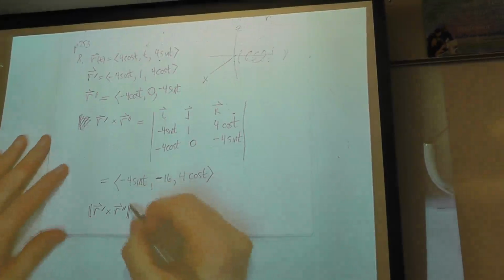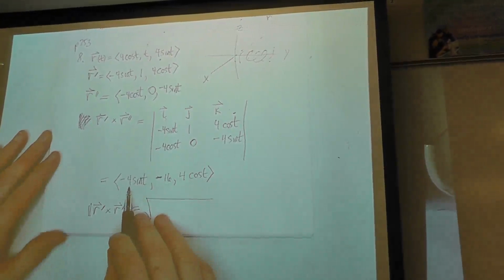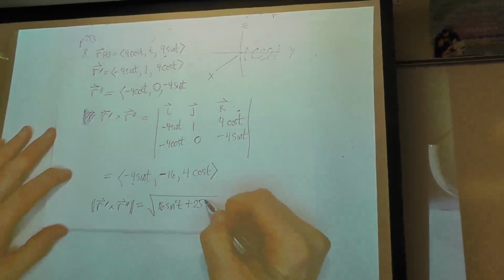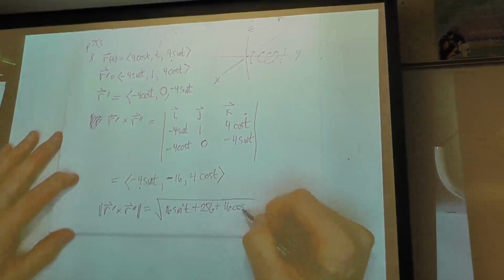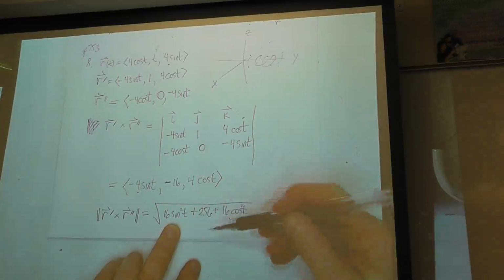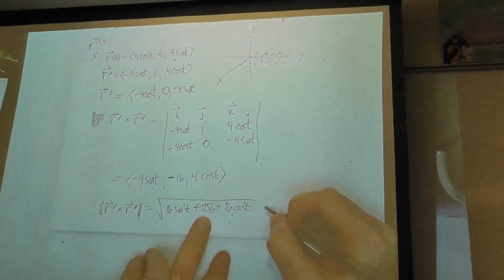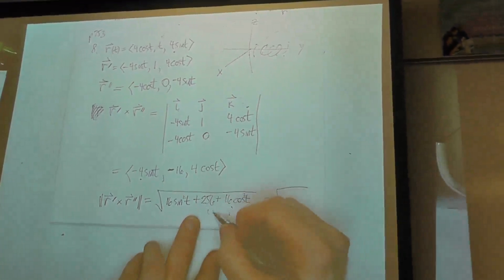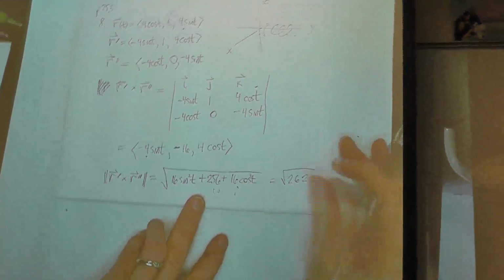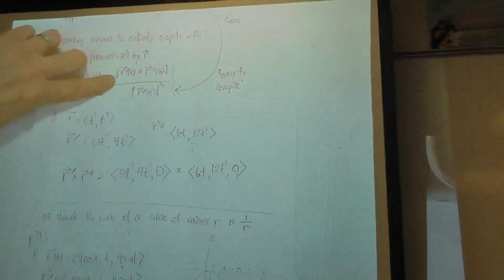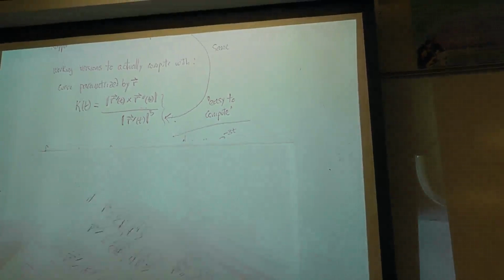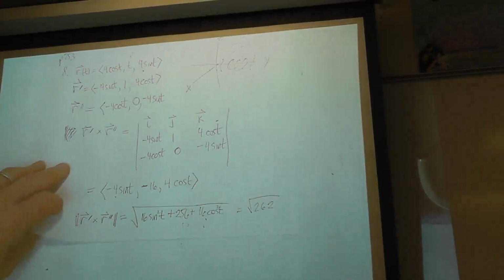To get curvature, that's going to be the square root of 16 sine squared of t plus 256 plus 16 cosine squared of t. The same stuff, 16 pops out of the sine squared plus cosine squared. And so this is going to end up being the square root of 272. I'm getting out the numerator for my curvature. Okay.